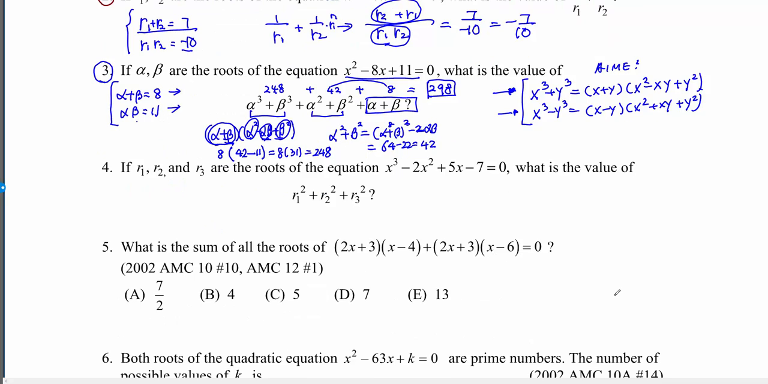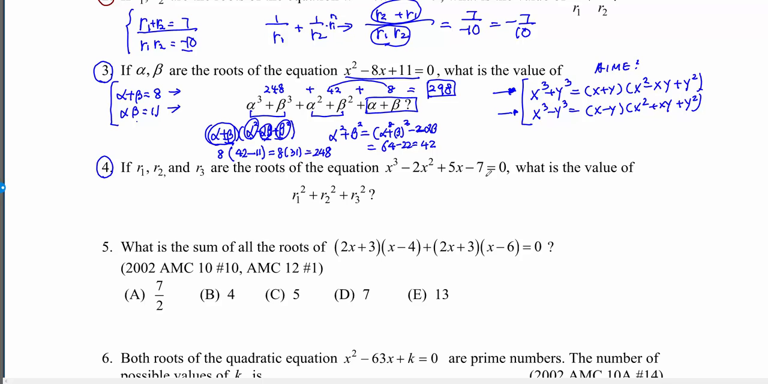Alright, try number 4 now. This is also an AMC question. I forgot to write multiple choice. Okay, anyway, that's fine. So R1, R2, R3 are the roots of this cubic polynomial, okay? Alright, so what is the value of R1 square plus R2 square plus R3 square?